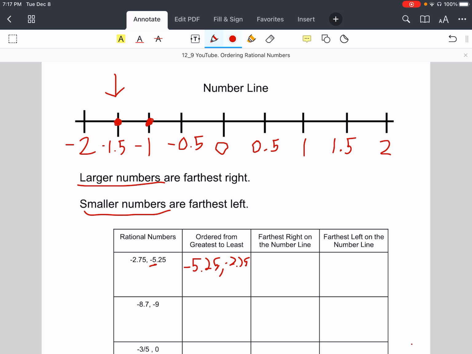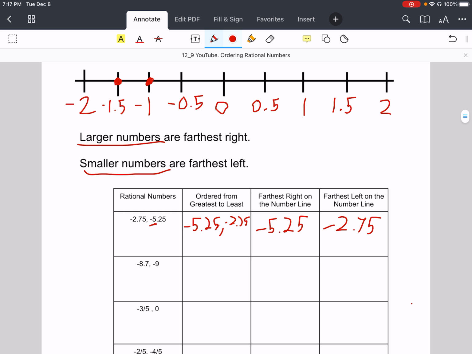Once I have written them from greatest to least, I know that the number that is farther right on the number line is the bigger one. So negative 2.75 is going to be on the right, and then on the left, that means it's going to be negative 5.25. So these can be a little bit tricky if you go too fast, and most of the ones we're doing are negatives because that is how we need to practice.